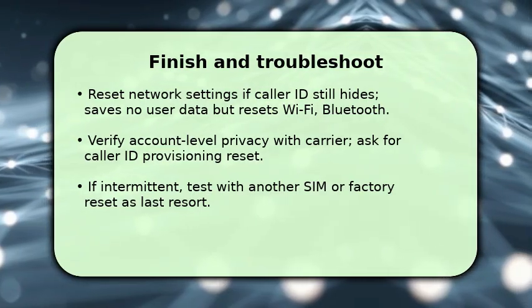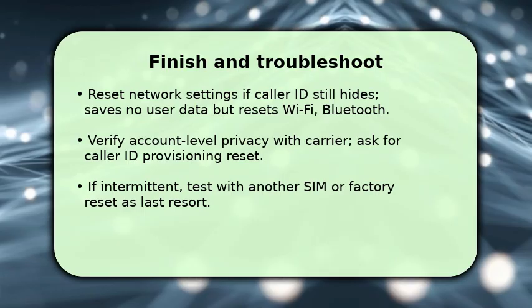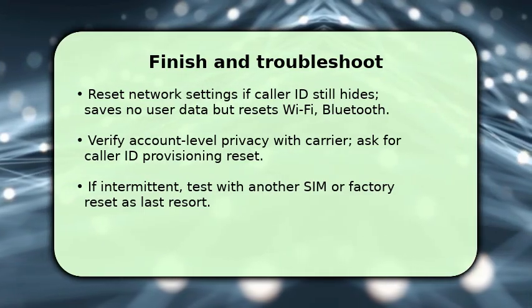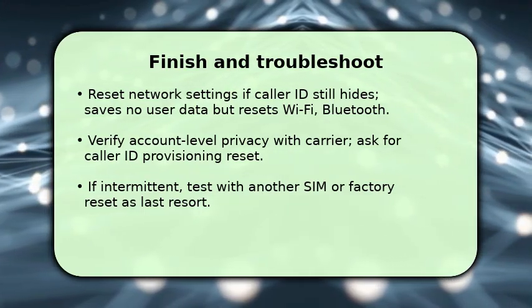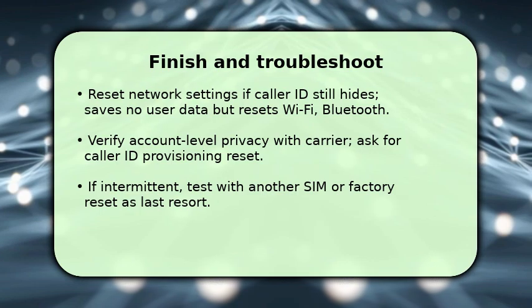One troubleshooting tip. If your number still appears private after these steps, try a different SIM in the phone to isolate device versus account issues before factory resetting.